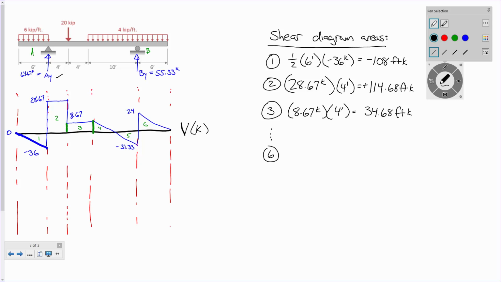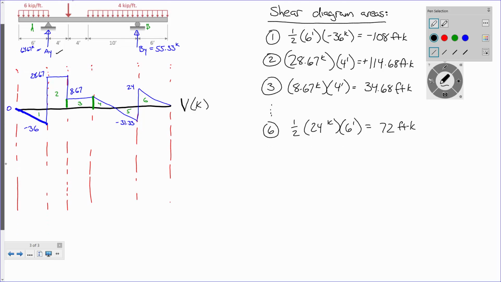Let's just go ahead and do 6. 6 is simple. 6 is 1/2 of 24 times 6 feet, which is, 1/2 of 24 is 12, 12 times 6 is 72. Right? Everybody good? Okay. So if that's good, let's look at 4 and 5.